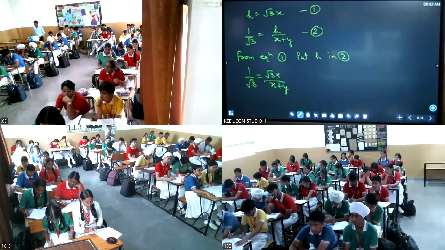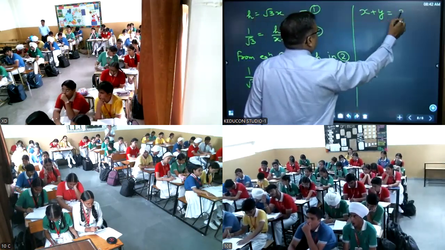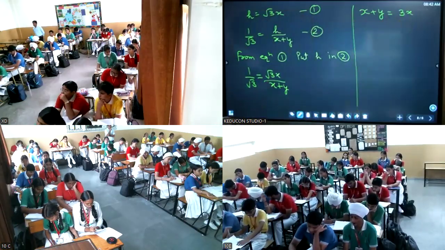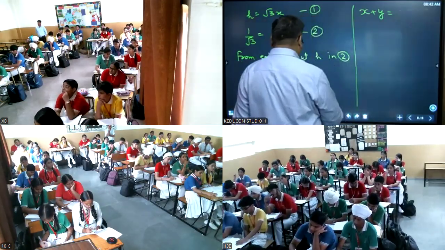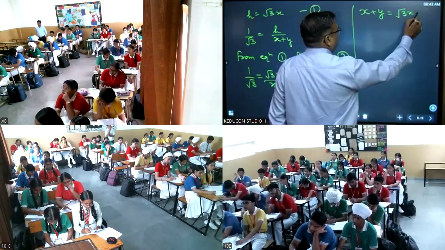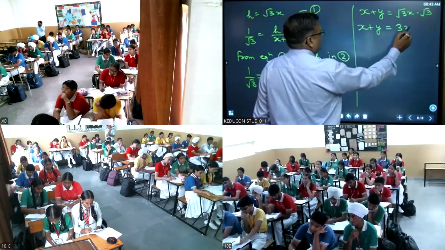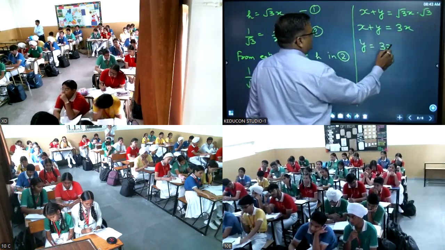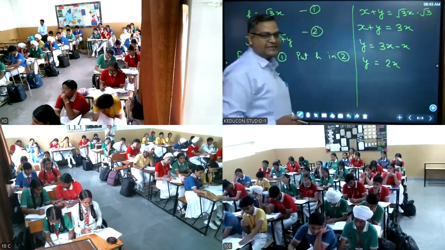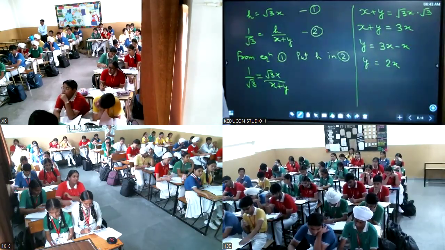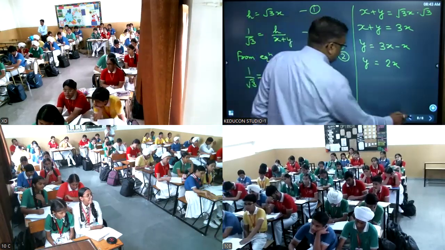Yes, sir. Cross multiplication: x plus y is equal to 3x. So √3 into √3x, let me expand one step so you have no doubt: √3x into √3. So x plus y equal to 3x, and y will be equal to 2x. Is this clear, children? Any doubt? Now come back to the diagram.